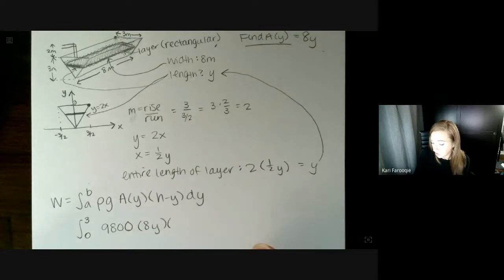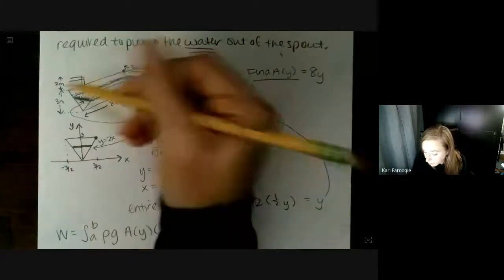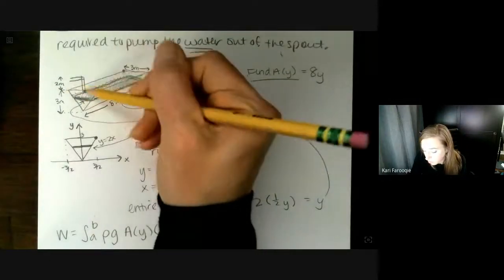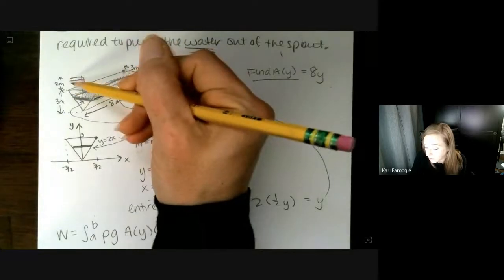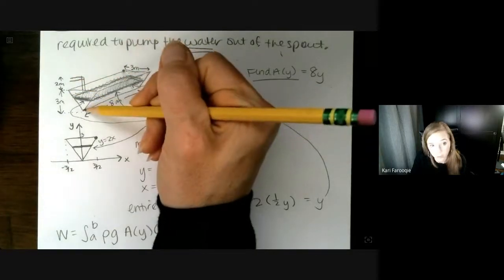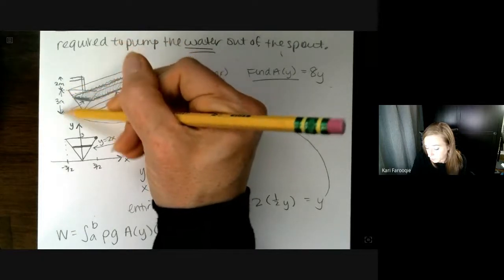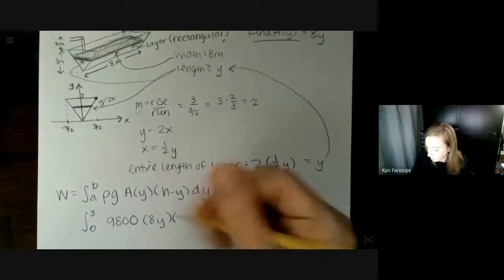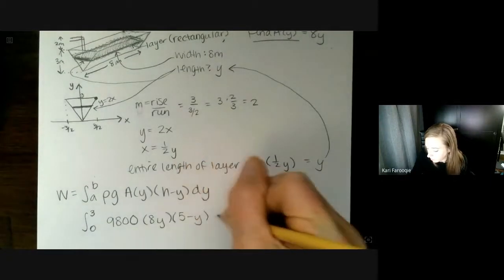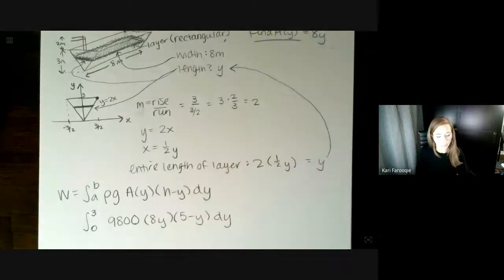So h is the distance from the bottom of the tank that the water is being moved. Note that your outflow pipe is actually 2 meters above the top of the tank. So that means that it's 5 meters above the bottom of the tank, because you take the 2 meters above the tank and then the 3 meters to get down to the bottom and add those together. So h in this case is going to be 5. You're going to have 5 minus y dy.